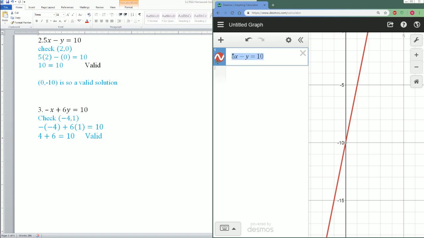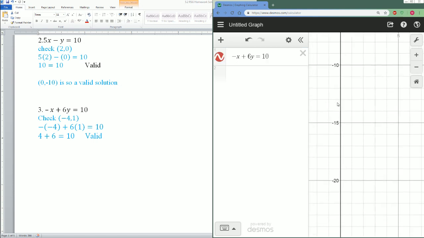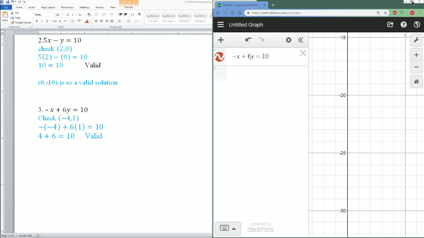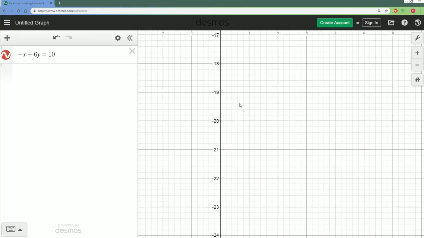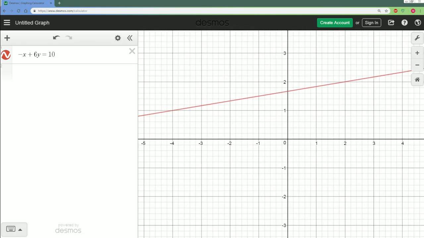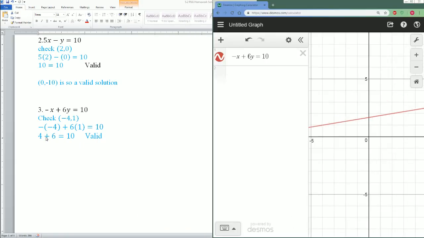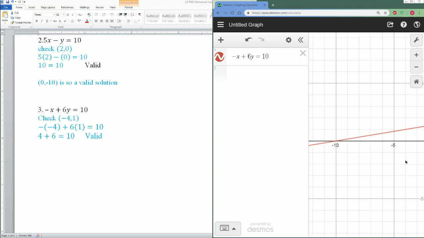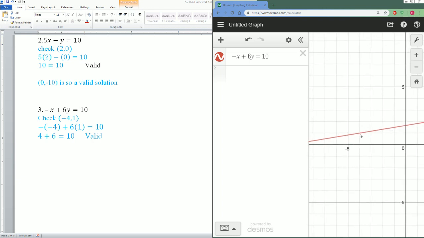Let's graph that one. Negative x plus 6y is equal to 10. Alright, let's see if that's valid. Where's that? Oh, it should look somewhere right there. There it goes. Negative 4 comma 1 is a valid answer. And what else is there? They want us to also check the other points.